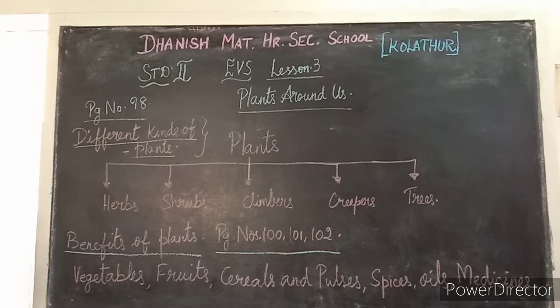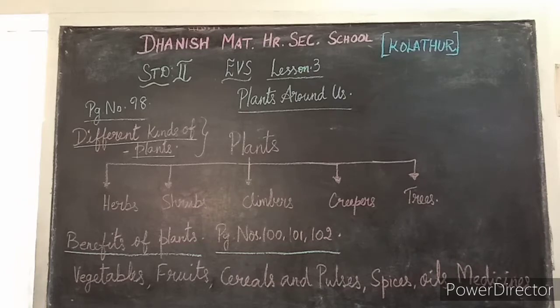Trees have very hard and thick wooden stems, very strong, so they live for many years. They have many branches also. In our school also you can see many trees, right? They are all very strong and woody plants. The woody stems they have are called trunks. For example, banyan tree, coconut tree, mango tree. Banyan tree means alamaram, coconut tree means thennaimaram, mango tree means mamaram.